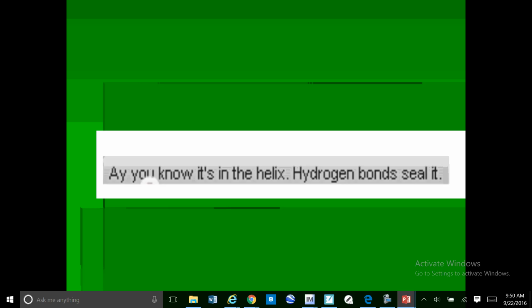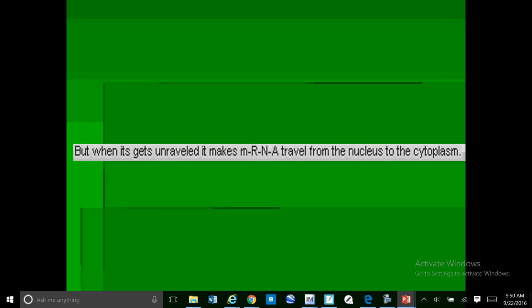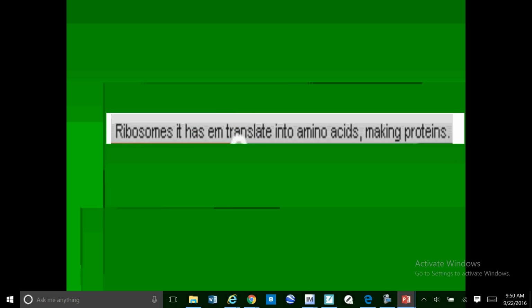But when it gets unraveled, it makes mRNA. What's that unraveling? The splitting. Which is what process? Transcription. mRNA travels from the nucleus to the cytoplasm. You might want to put to the side, transcription happens in the nucleus. Ribosomes in the cytoplasm translate it into amino acids making protein. That's that whole translation.